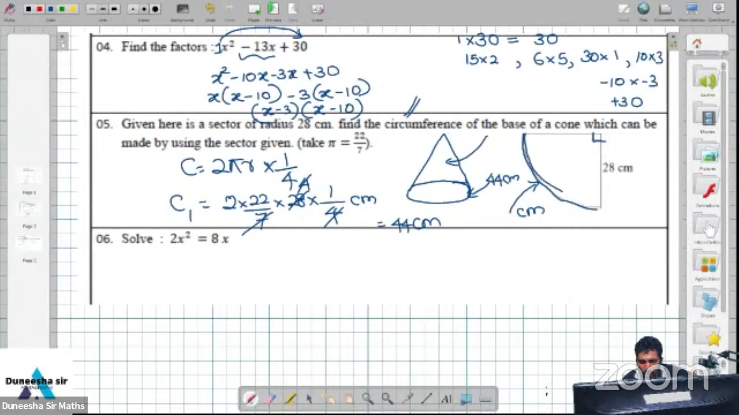This sector is what wraps around the base of the cone. Can you do it? Get the answer for the fifth one. It's 44 centimeters.